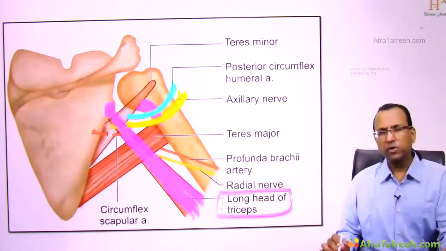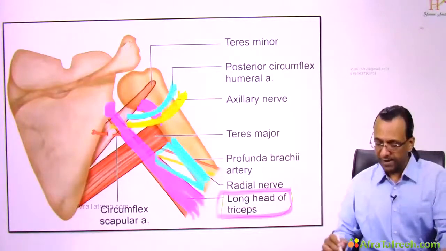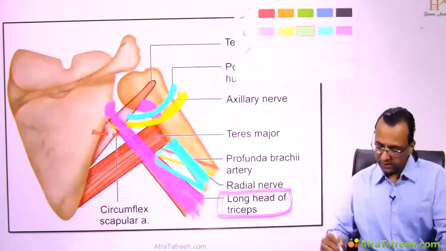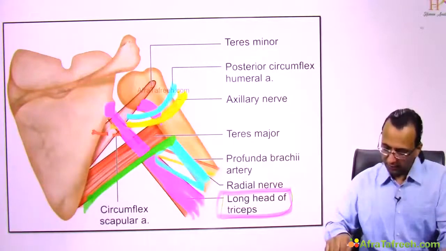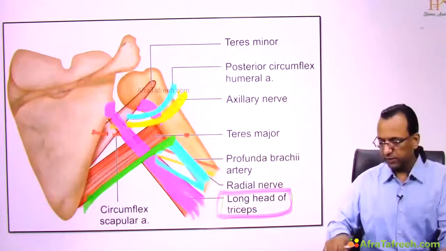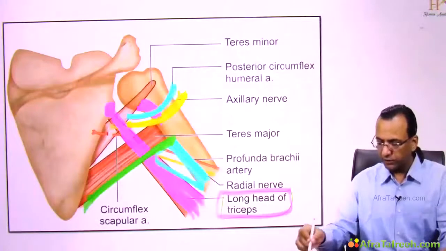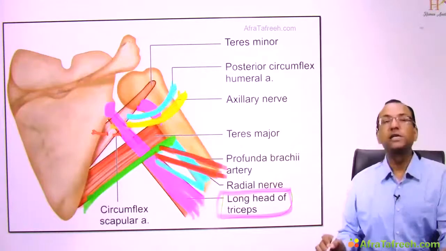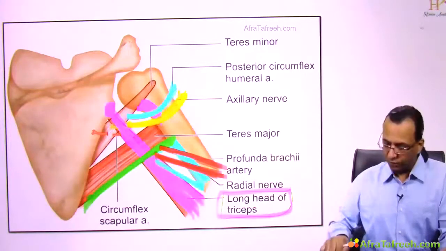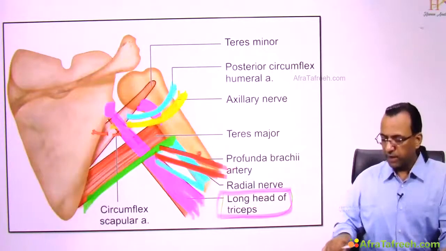Then what are the boundaries of the lower triangular space? If you want to see the boundary of the lower triangular space, it is the shaft of the humerus and the teres major muscle here. It is also the long head of triceps. So there's the long head of triceps, the teres major, and the shaft of the humerus. And what are the structures passing through? The structures passing through are a nerve and one artery. Actually, it's the radial nerve going into the radial groove, and along with that, the deep artery of the arm, which is called the profunda brachii artery also.